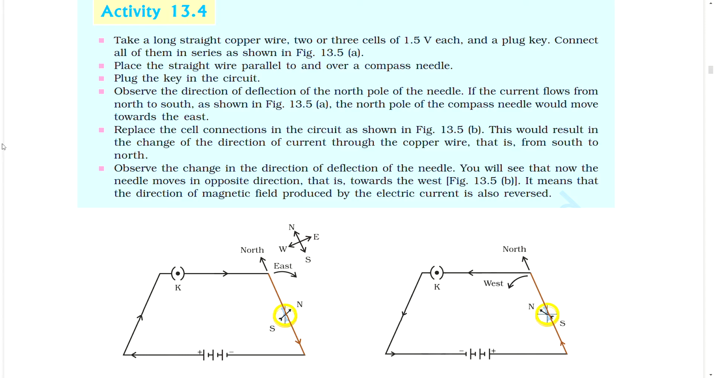Replace the cell connections in the circuit as shown in figure B. This would result in the change of the direction of current through the copper wire, that is, from south to north. Observe the change in the direction of deflection of the needle. You will see that now the needle moves in the opposite direction, that is, towards the west, figure B. It means that the direction of magnetic field produced by the electric current is also reversed.